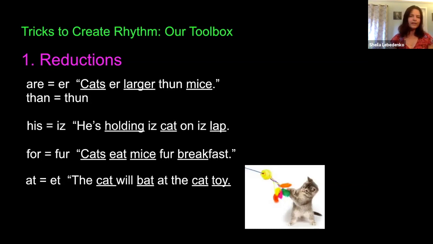The cat will bat at the cat toy. That's kind of boring. It's "the cat will bat et the cat toy." So I've changed "at" to "et." I've reduced it, and that's how I can achieve my rhythm. It makes it easier for me to get all the words at the right time, and I squeeze everything, and I have more chance to have that vocal variety up and down because I'm not treating every syllable equally.